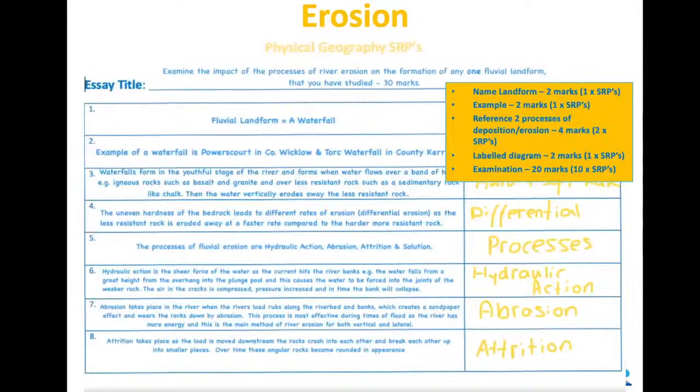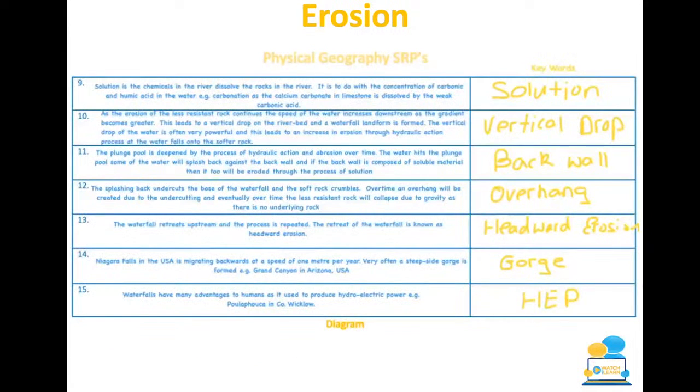And so it'll go down here. You've got SRP 9, 10, 11, 12, 13, 14, 15, and then you've got the keywords here.